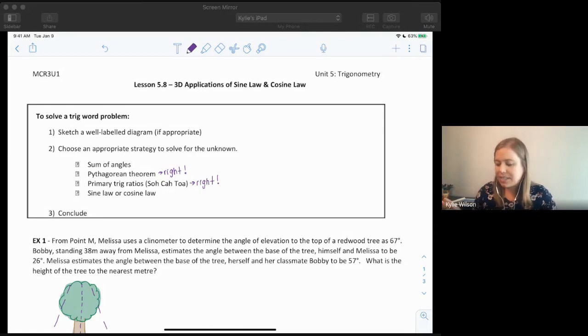And finally, make sure you have therefore statements. That's what conclude means. So when you have a word problem and there's words in your question, make sure you have words in your answer. Okay, let's get into some examples.